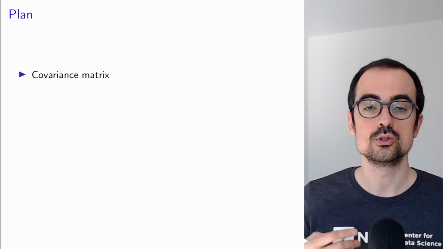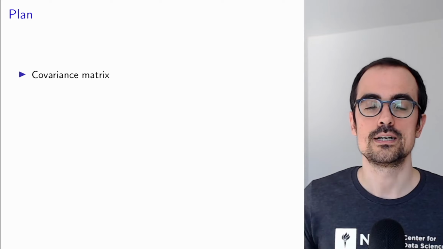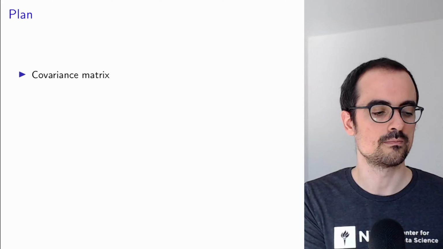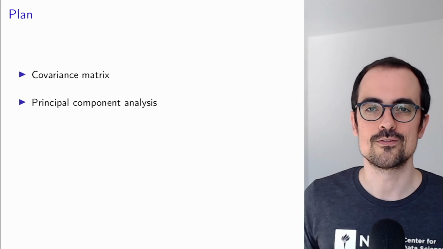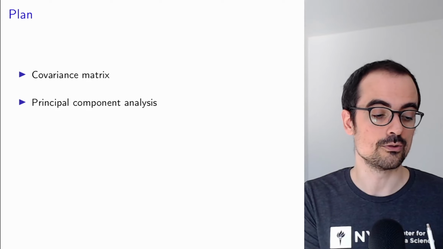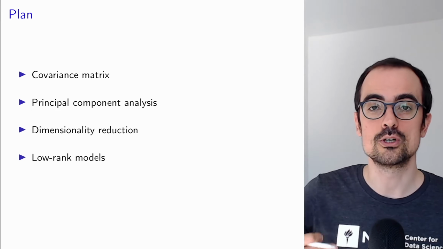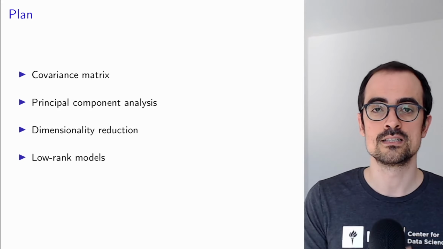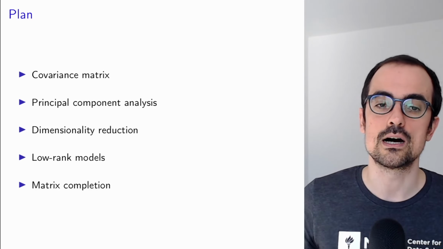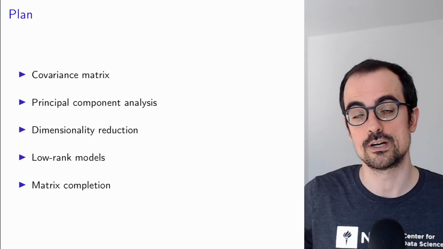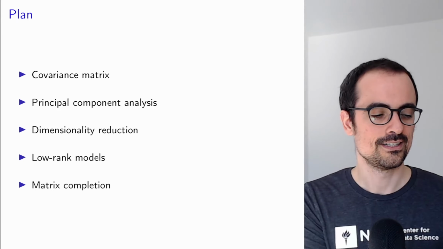Our plan is to explain the covariance matrix and how it pertains to the problem of modeling data points that consist of multiple features. Then we're going to talk about principal component analysis, which builds upon covariance matrices to achieve a dimensionality reduction. Then we're going to cover low rank models that enable us to analyze matrix valued data like the one I had just shown you. And finally, we're going to explain how to use these low rank models to perform matrix completion, which is very important for collaborative filtering in recommender systems. We have a lot to cover, so let's go.